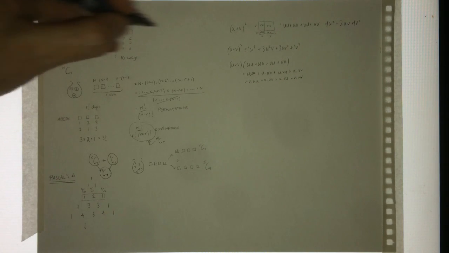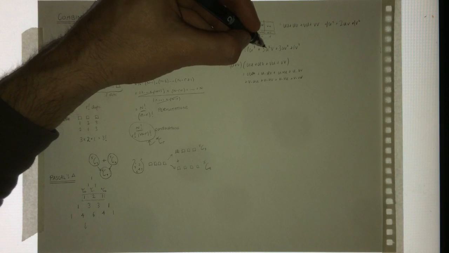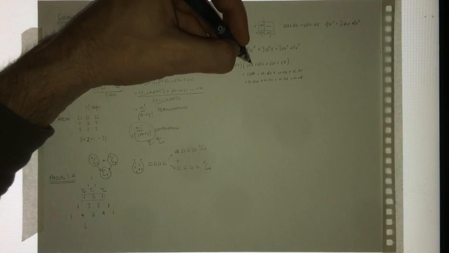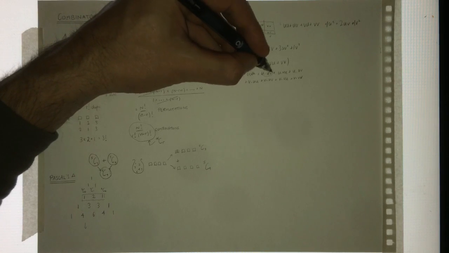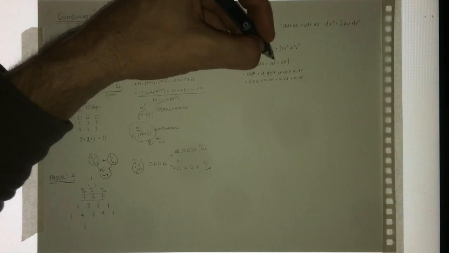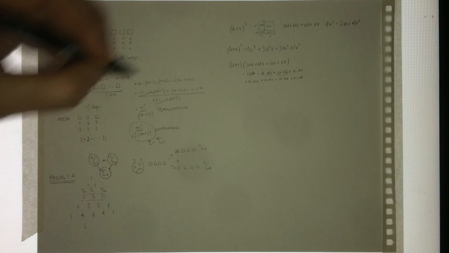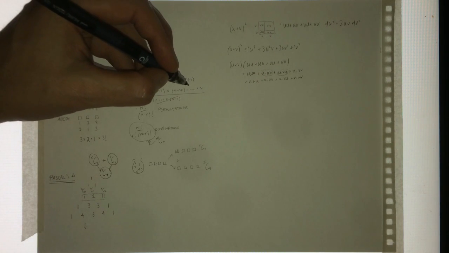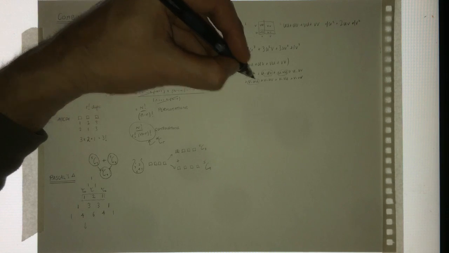And you can extract, if you like, 3u squared v. Where are they? We've got 2 u's and 1 v. There's one of them. There's another of them. And there's the third one.